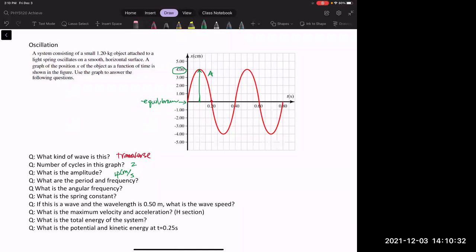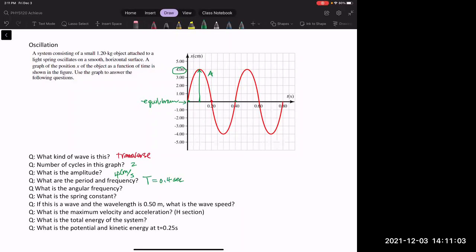All right, the next one is that we wanted to know what is the period. How do we define period? Period means how much time does it take to complete one cycle? So if we start from here and we know the one cycle is right here, how much time does it take? 0.4 seconds. So that is the period.